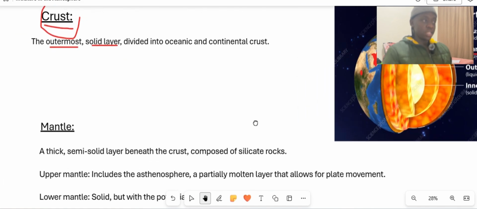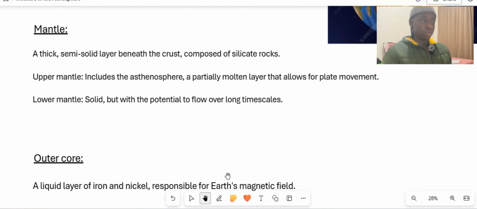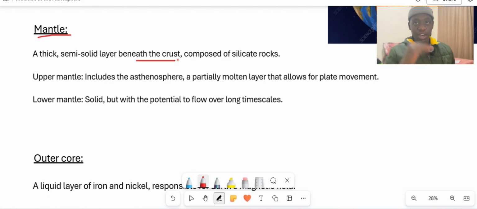Yes. So the second layer of the earth, let's not waste time, is what we call the mantle. The mantle is a thick semi-solid layer beneath the crust. Yes, so it is after the crust. It is composed of silicate rocks, and we have two types of mantle. We have the upper mantle and the lower mantle. But then I want you to focus mainly on the topic, because the upper mantle and the lower mantle are just subtopics of the mantle. Yes, you can learn them if you are interested in this topic.